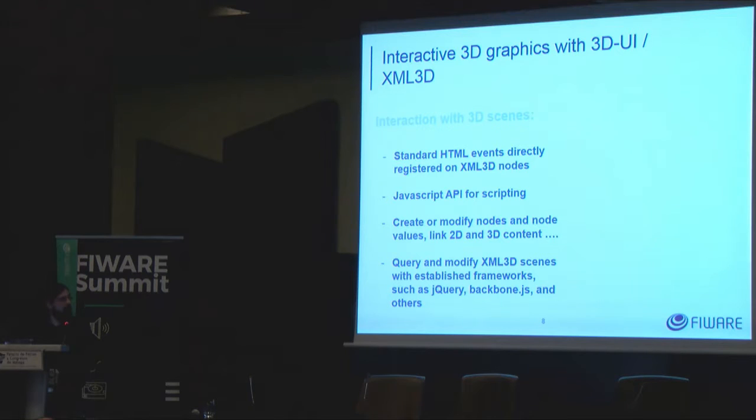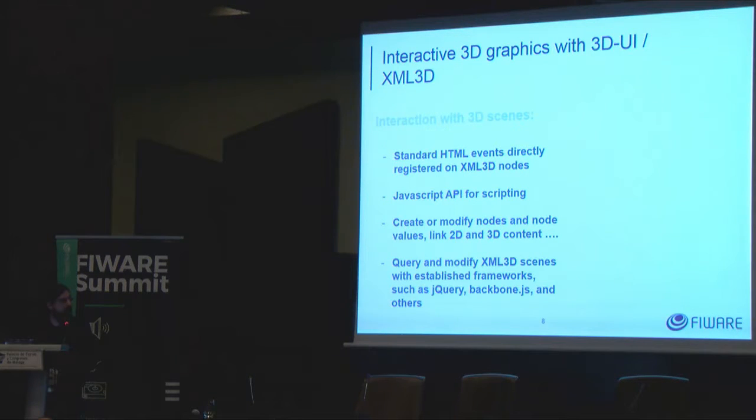There's a JavaScript API for more complex scripting, and this can also be used to create or modify new nodes in the website's DOM tree. By this, extend your scene, modify your scene, or also build a connection between the 2D content of the web page and the 3D content.